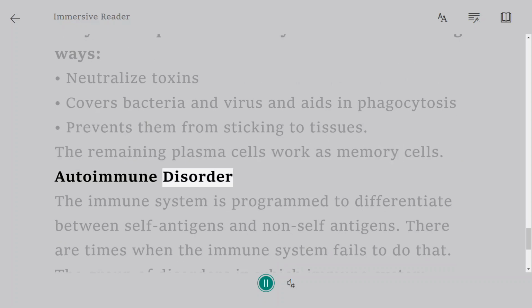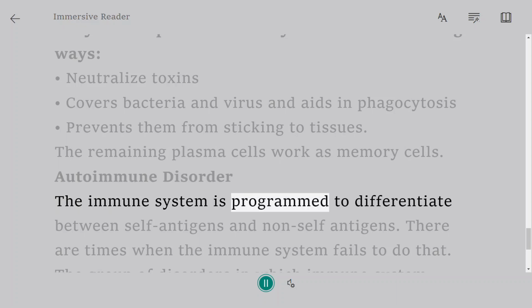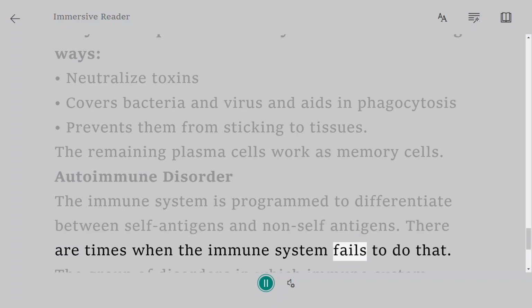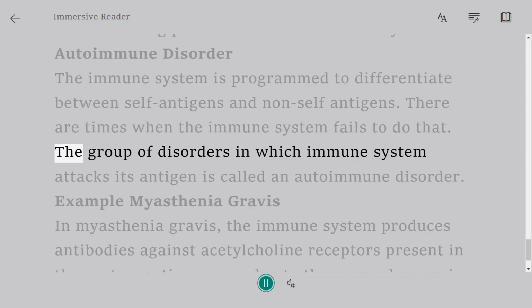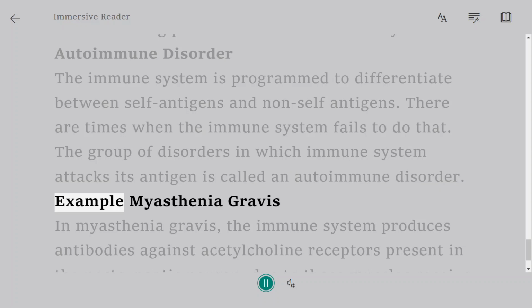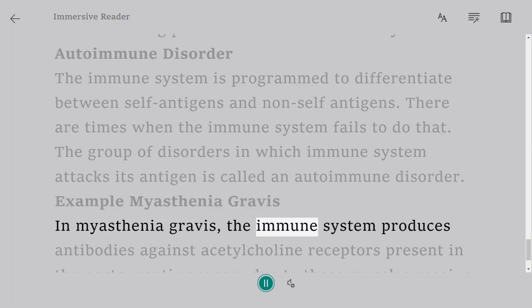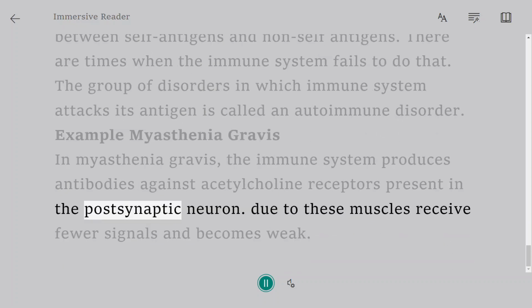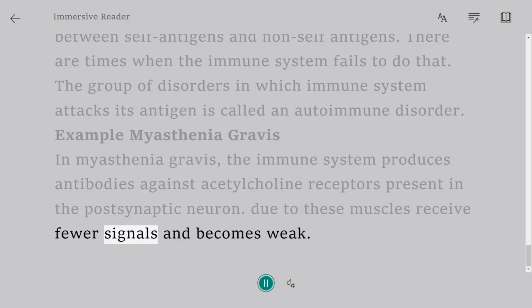Autoimmune disorder. The immune system is programmed to differentiate between self-antigens and non-self-antigens. There are times when the immune system fails to do that. The group of disorders in which the immune system attacks its own antigen is called an autoimmune disorder. Example: myasthenia gravis. In myasthenia gravis, the immune system produces antibodies against acetylcholine receptors present in the postsynaptic neuron. Due to this, muscles receive fewer signals and become weak.